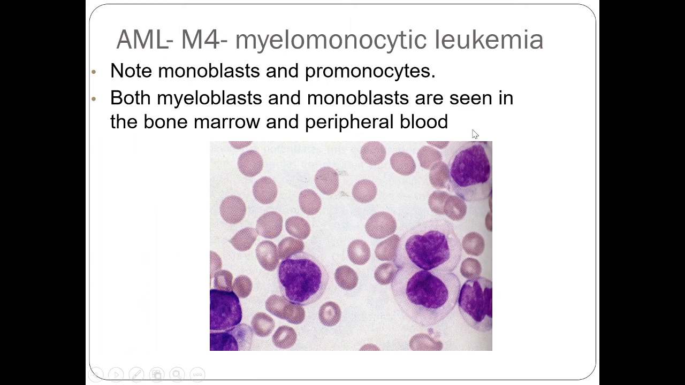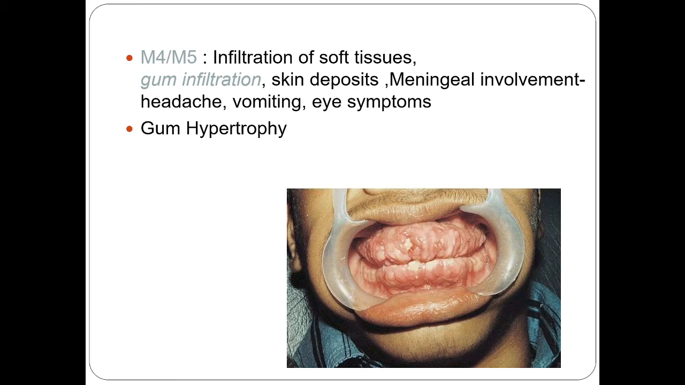Monoblast and promonocytes. Both myeloblast and monoblast are seen in the bone marrow and peripheral smear. M5 and M4. In M4 and M5, infiltration of the leukemic cell into soft tissue like gum, skin, meningeal causes the headache, vomiting and other eye symptoms. This is the gum hypertrophy.